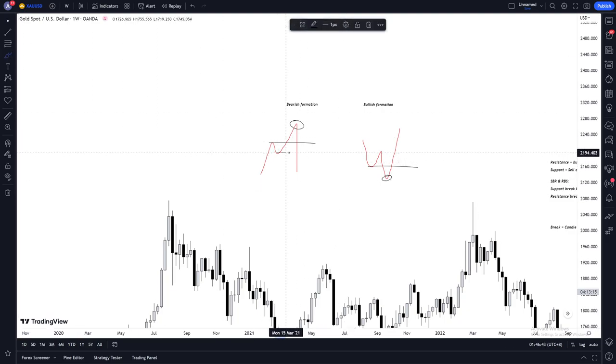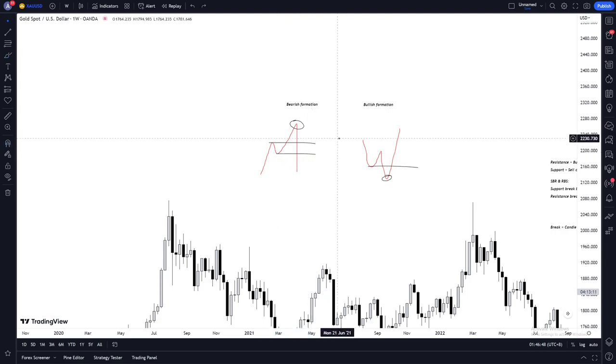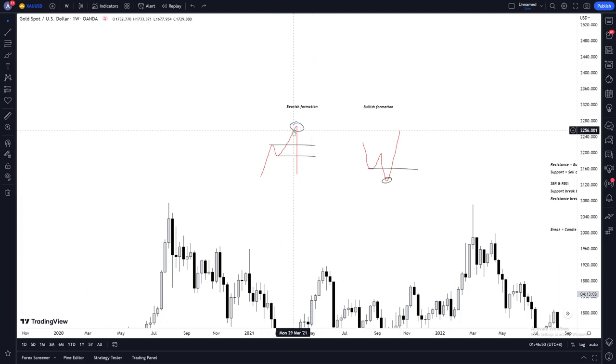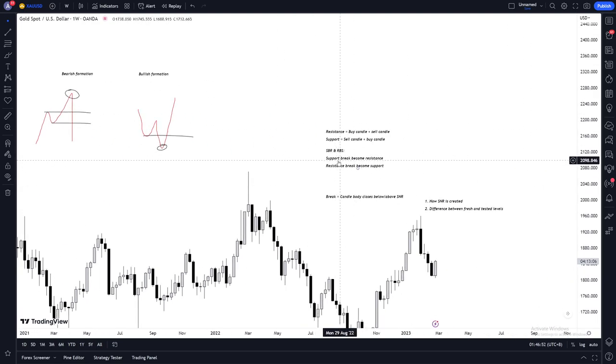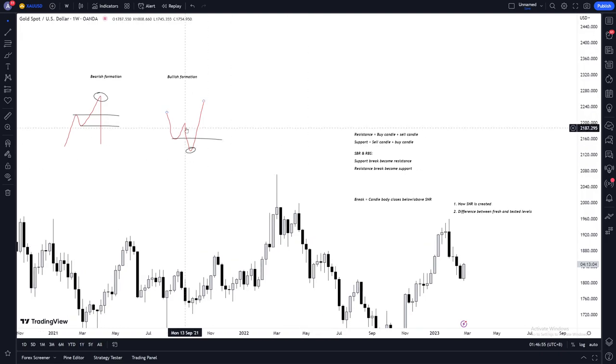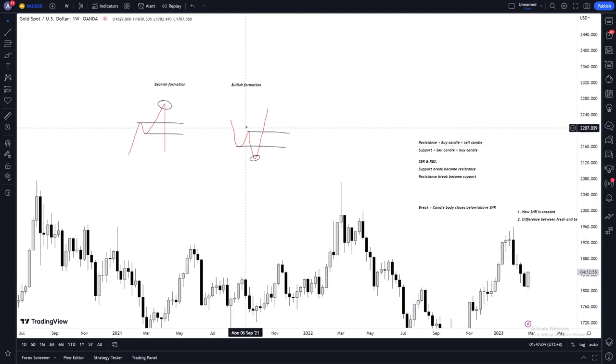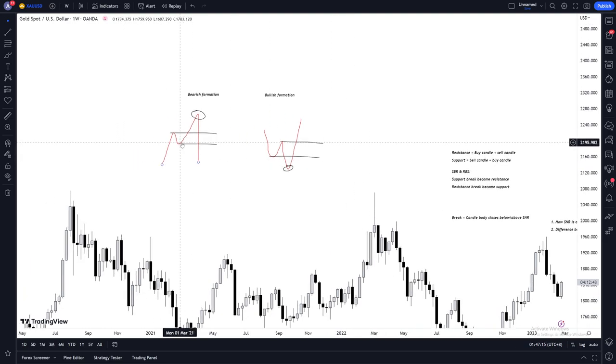Why is this called SBR? Why not RBS? What does SBR mean? SBR just means support, break, become resistance. Remember we talked about that. Support, break, become resistance. This is what? RBS, why? Resistance, break, become support. Why is this resistance? Because in this formation there will be a buy and a sell candle that forms a resistance, but price comes to the resistance and doesn't hold, it just breaks. RBS.